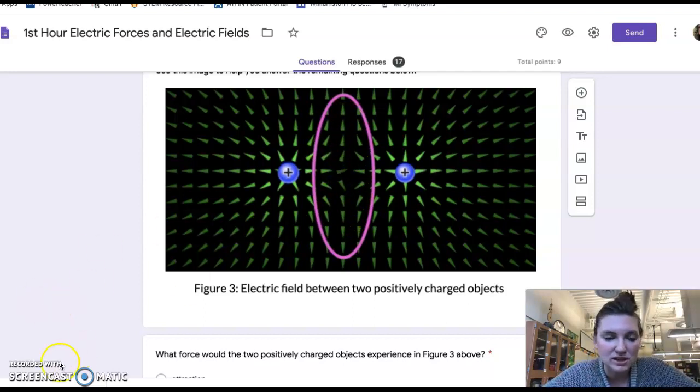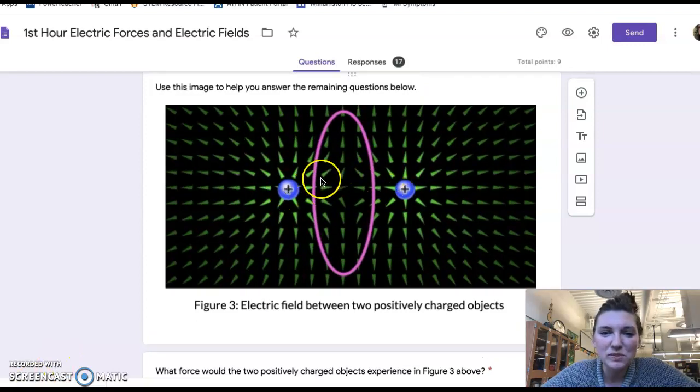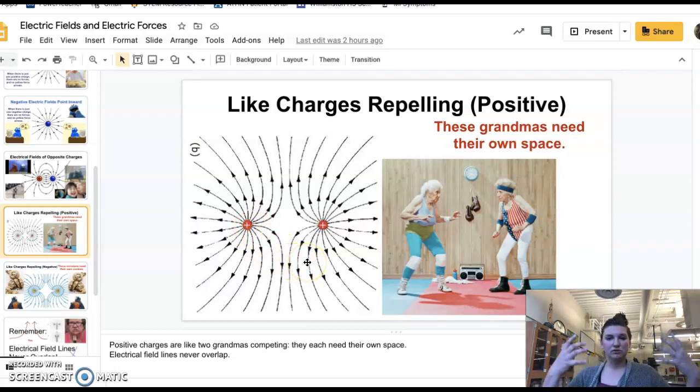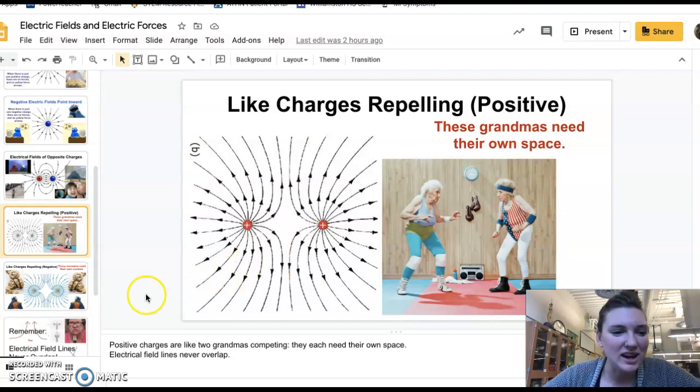Let me show you another example of that. So when we have these 2 positively like charged objects, right? They are acting like these 2 grandmas right here that need their own space, right? So they have these 2 electrical fields that are pushing up against each other. They're never touching and they're not overlapping. They're pushing against each other and wishing they had their own space. That's what's going on there.